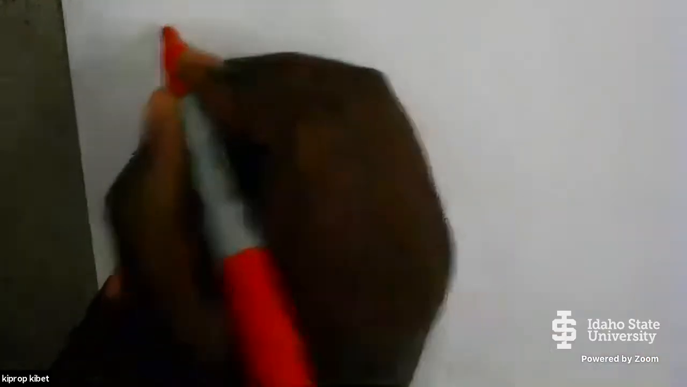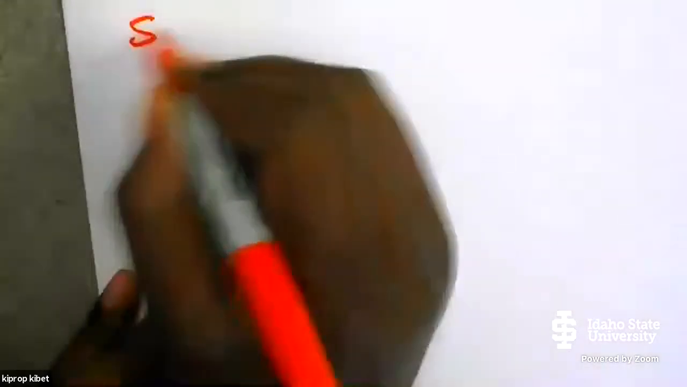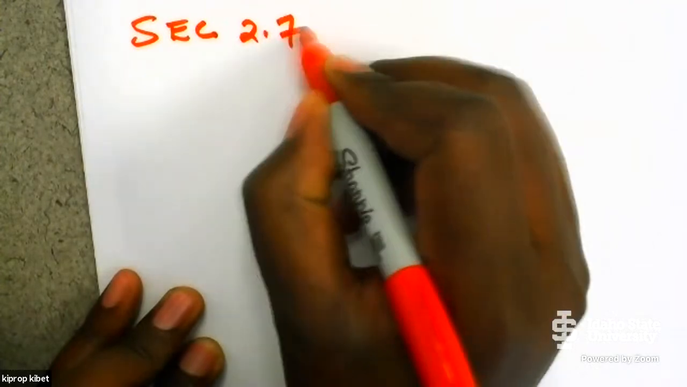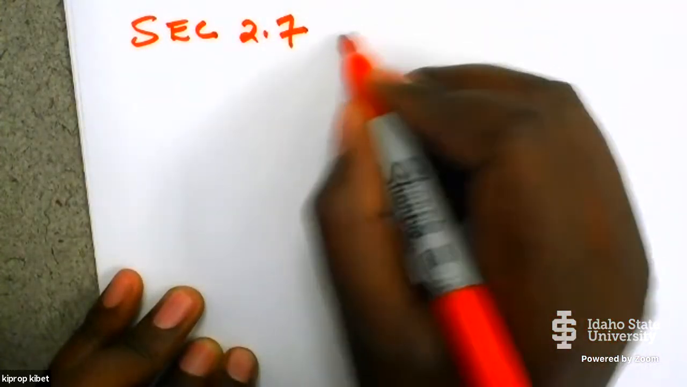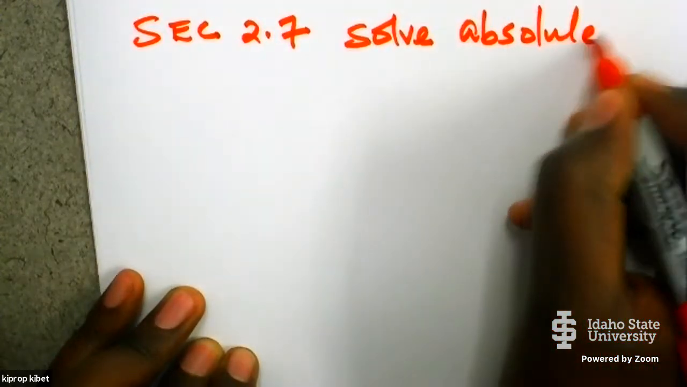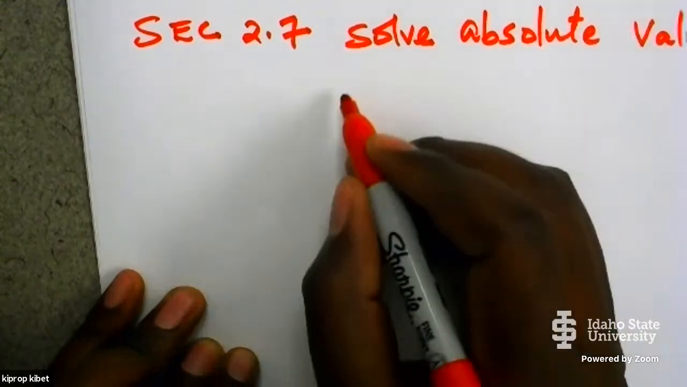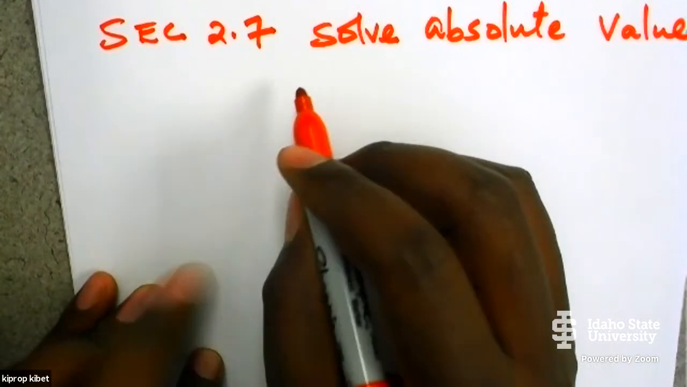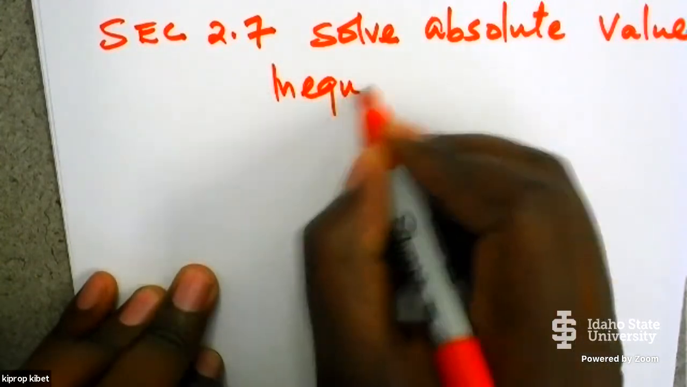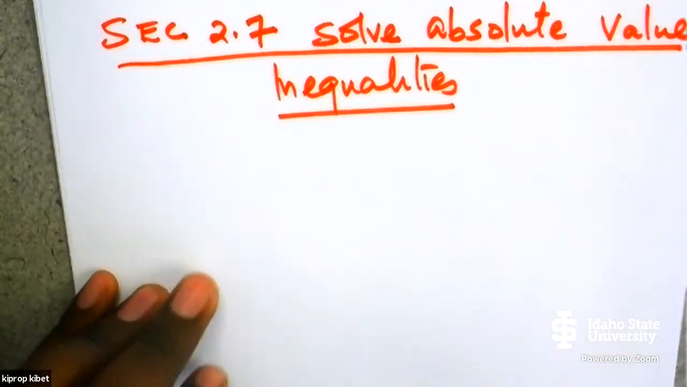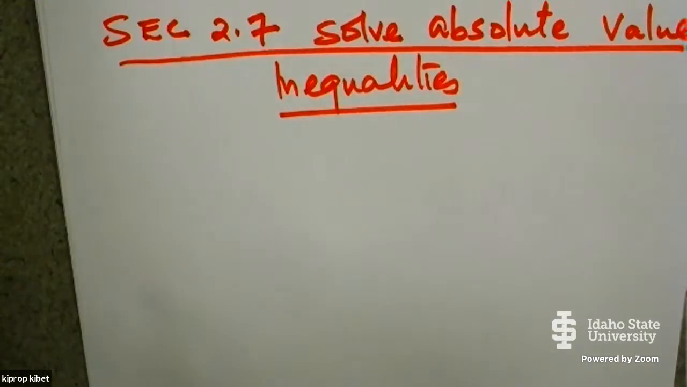Okay, so we can start. So we're looking at 2.7. This is for absolute value inequalities. So the absolute value inequalities.